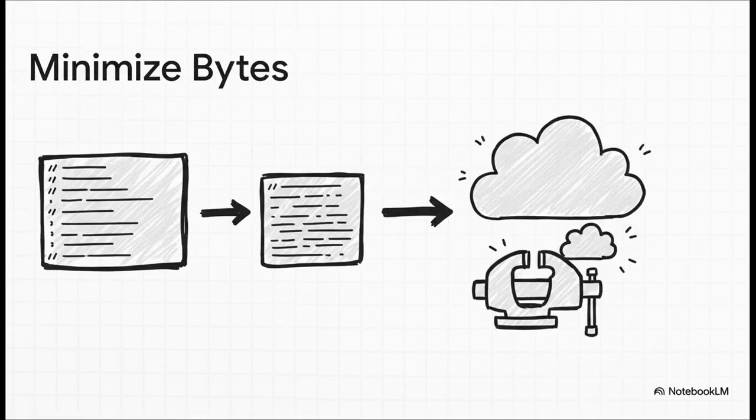Our second strategy is pretty straightforward. We shrink the raw materials. This means doing things like minifying code, which is just stripping out all the unnecessary characters like spaces and comments, and compressing the files to make them way smaller for their trip over the internet. Smaller files mean the browser gets everything it needs to start building much, much faster.